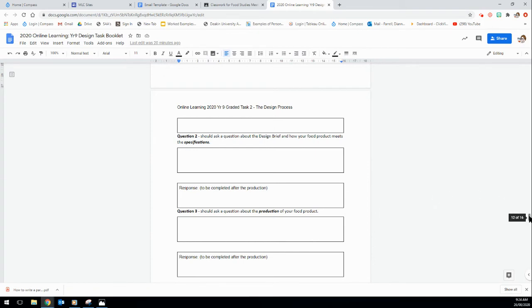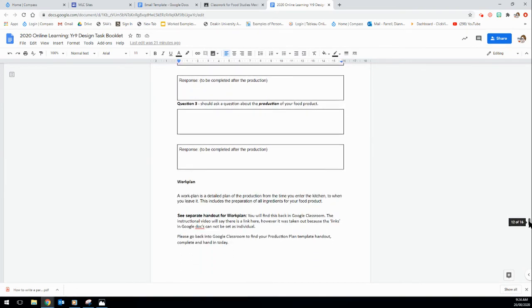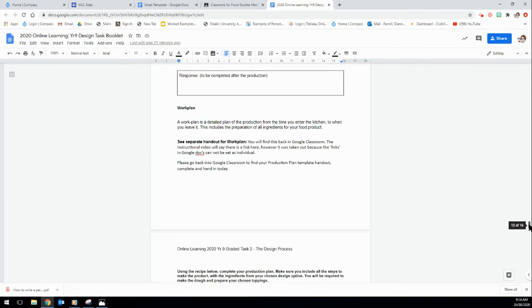Okay, so once you have done your evaluation questions, remember you do not need to answer them until after the production, which will happen in Term 4. Then you're going to move down to the next task. So work plan. Okay, so a work plan is a detailed plan of production from the time you enter the kitchen to when you leave it. This includes the preparation of all ingredients for your product.